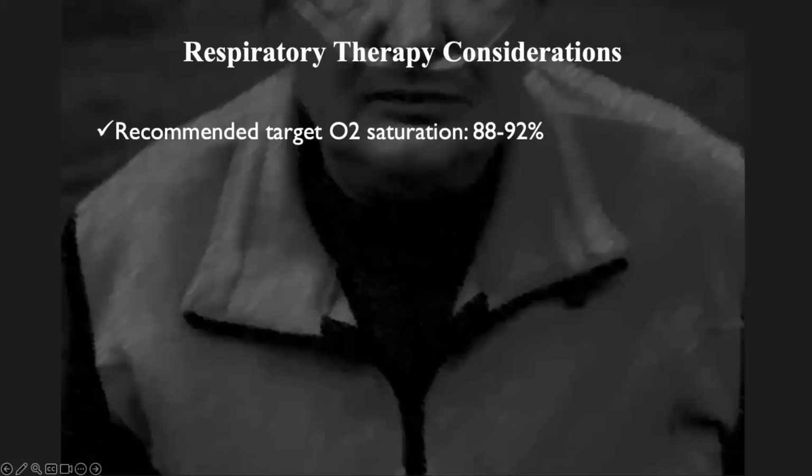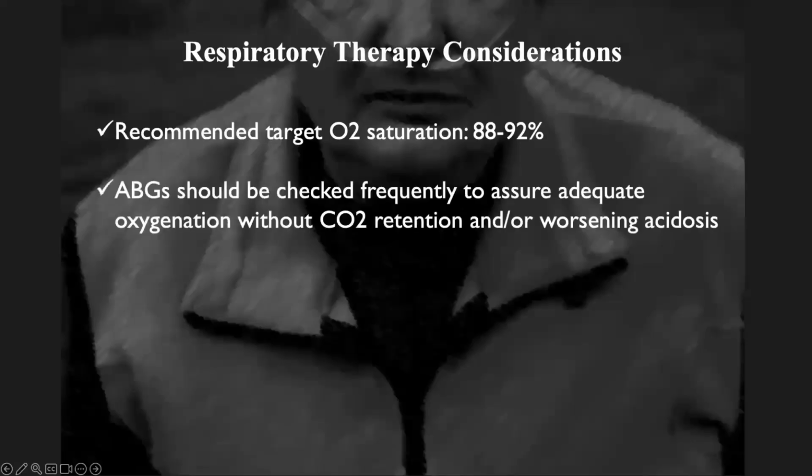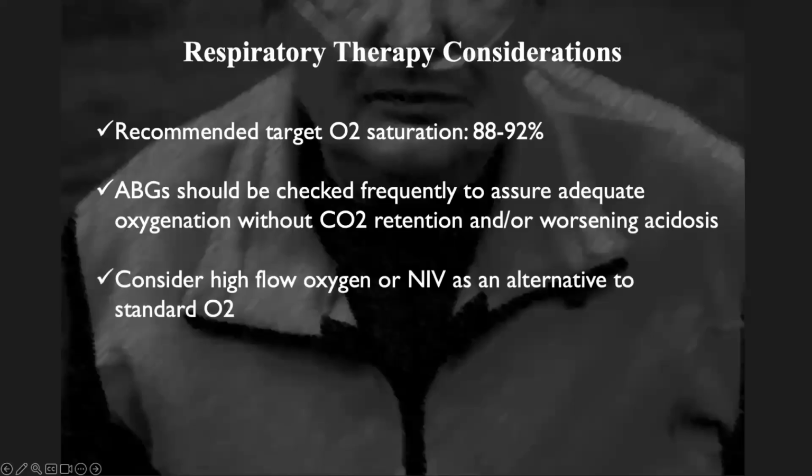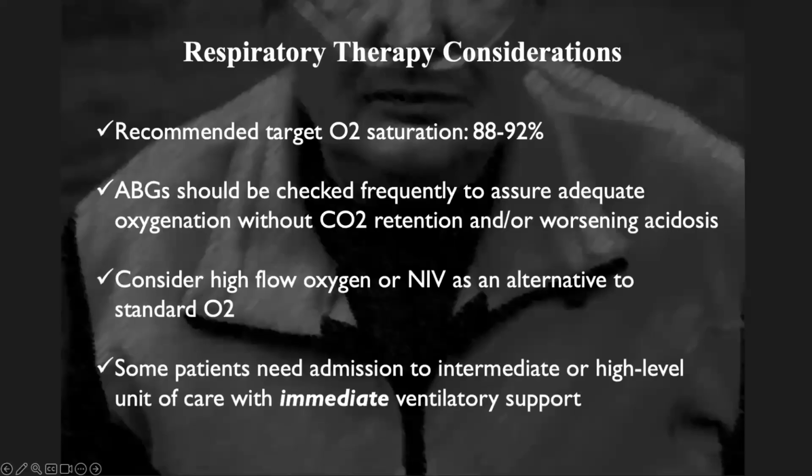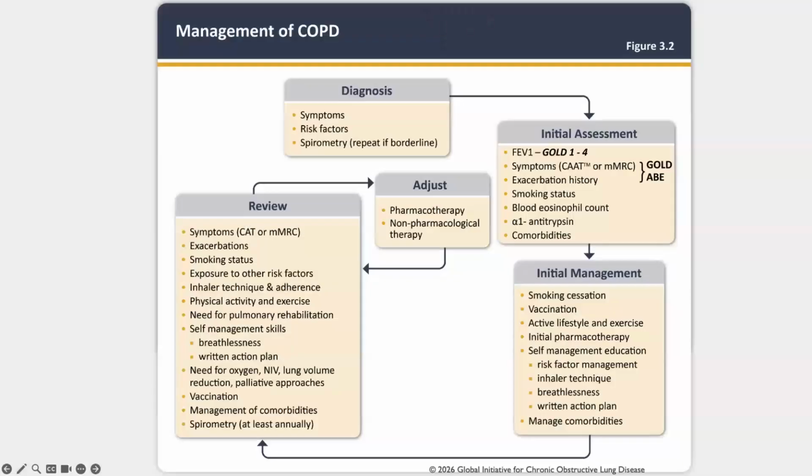So in closing here, just some things to leave you with to think about. We're not shooting for the stars when it comes to the SAT for a COPD patient typically, especially those with more severe conditions or diseases. You should check ABGs frequently, but not everybody needs an ABG. And yes, consider high-flow oxygen or non-invasive ventilation in addition to standard O2 therapy, and sometimes you're avoiding intubation or maybe they're DNI, DNR. Some patients need to be admitted to a higher level of care with immediate ventilatory support. So keep in mind, everyone, of course, is different depending on their history and how they present.